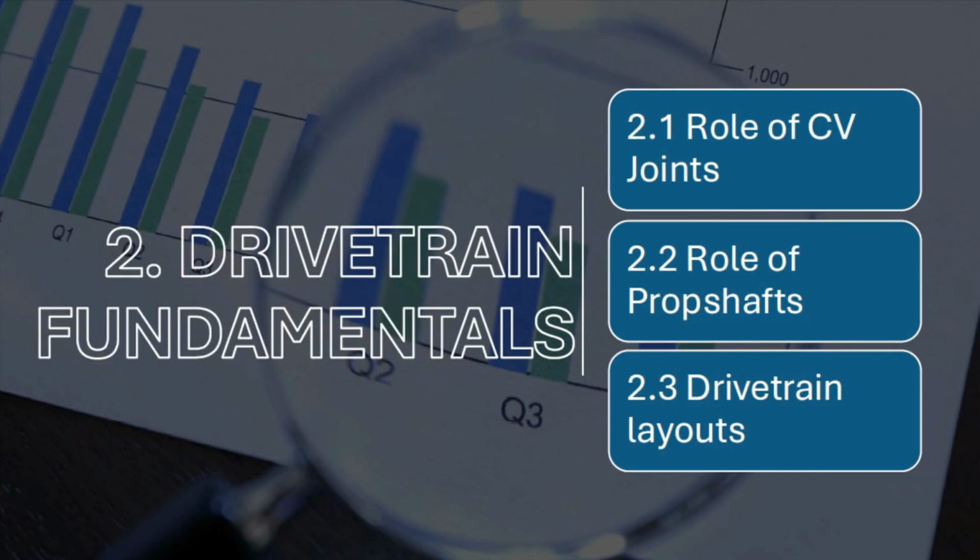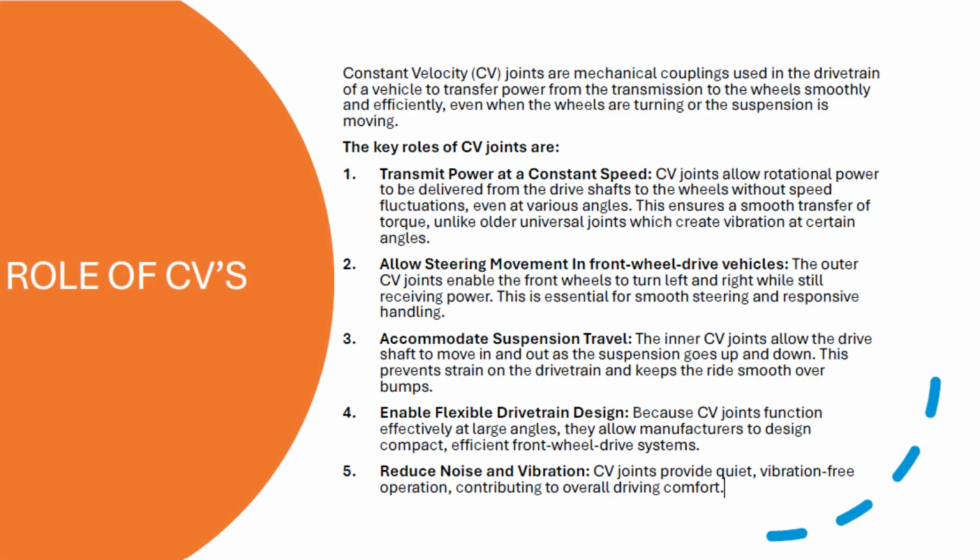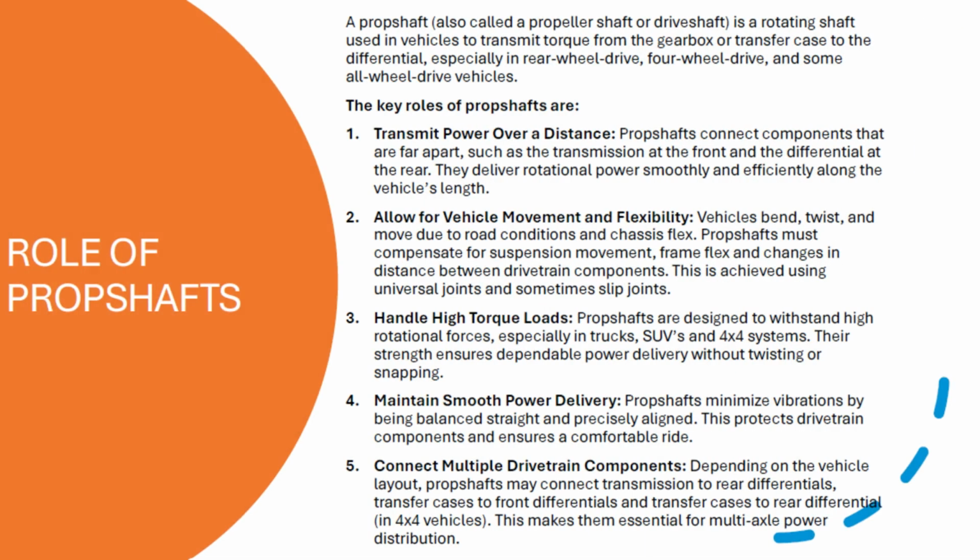Next, we explore drivetrain fundamentals, specifically focusing on the roles of CV joints and propshafts, and how different vehicle layouts impact their design. CV joints are essential for transmitting power at constant speeds. They accommodate steering movement, handle suspension travel, enable flexible drivetrain designs, and help reduce noise and vibration for a smoother ride. Propshafts transmit torque over distances, such as from the transmission to the differential.